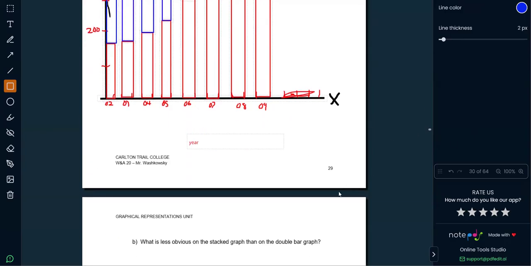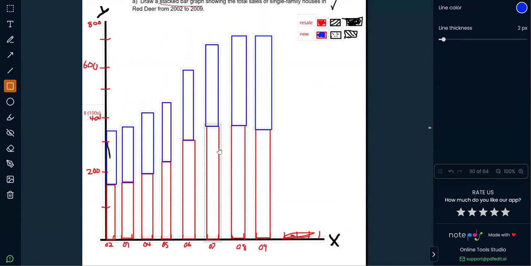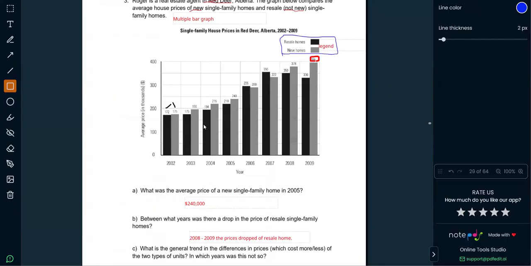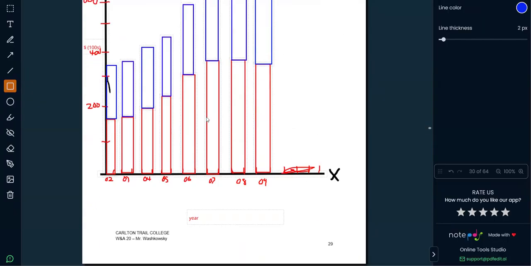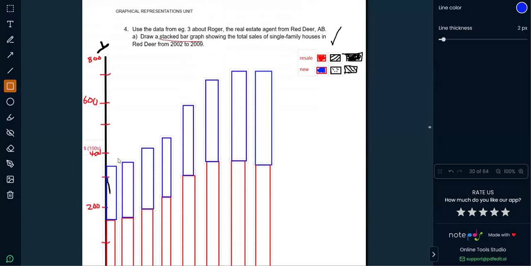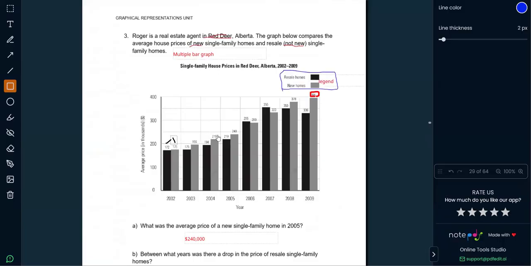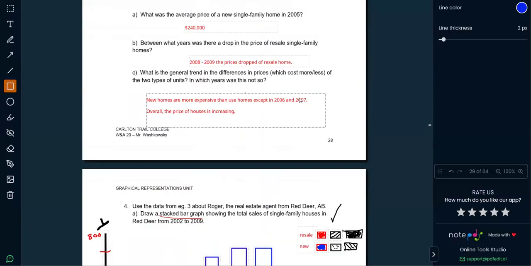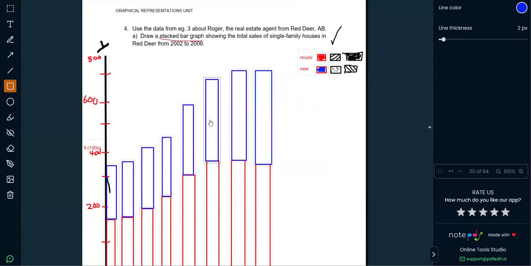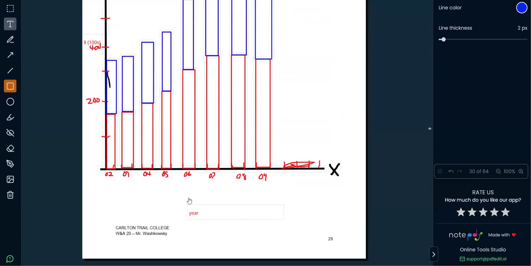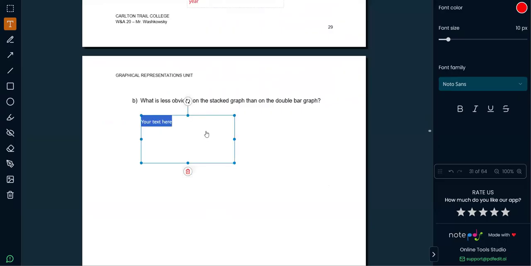So what's less obvious on the stacked graph, on the stacked one, this is a stacked graph here, than on the double bar one? What's less obvious? Or what's more obvious in this one? Well, clearly the houses here we can see are going up. But that's not as obvious here because this is about comparing the prices of homes side by side. This is about comparing the prices of homes, period. So, what is less obvious on the stacked graph than on the double bar graph? The price of houses is increasing dramatically.